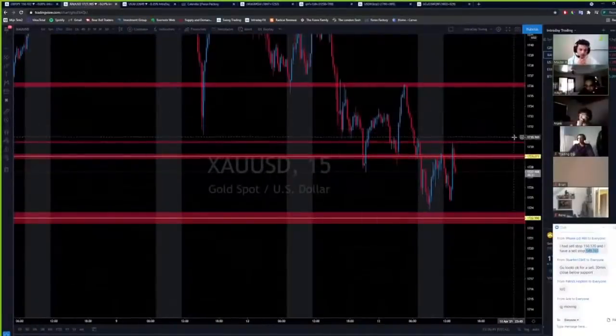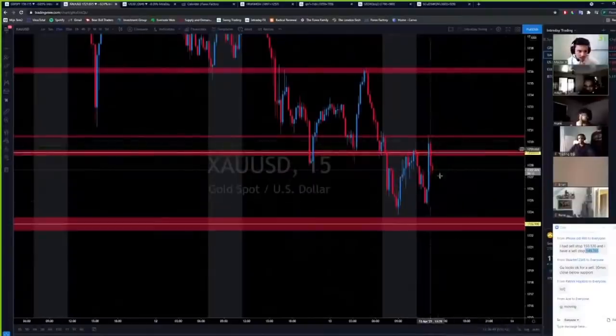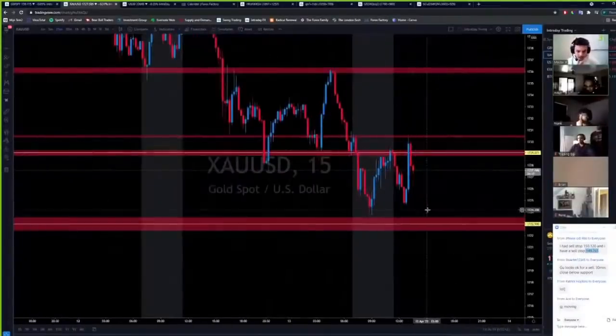Do I expect gold to retest 1730 and break out? I think it just did retest 1730, and I don't know if it's going to break out. I mean, it is a fake out at this moment, but we don't know what it's going to do.